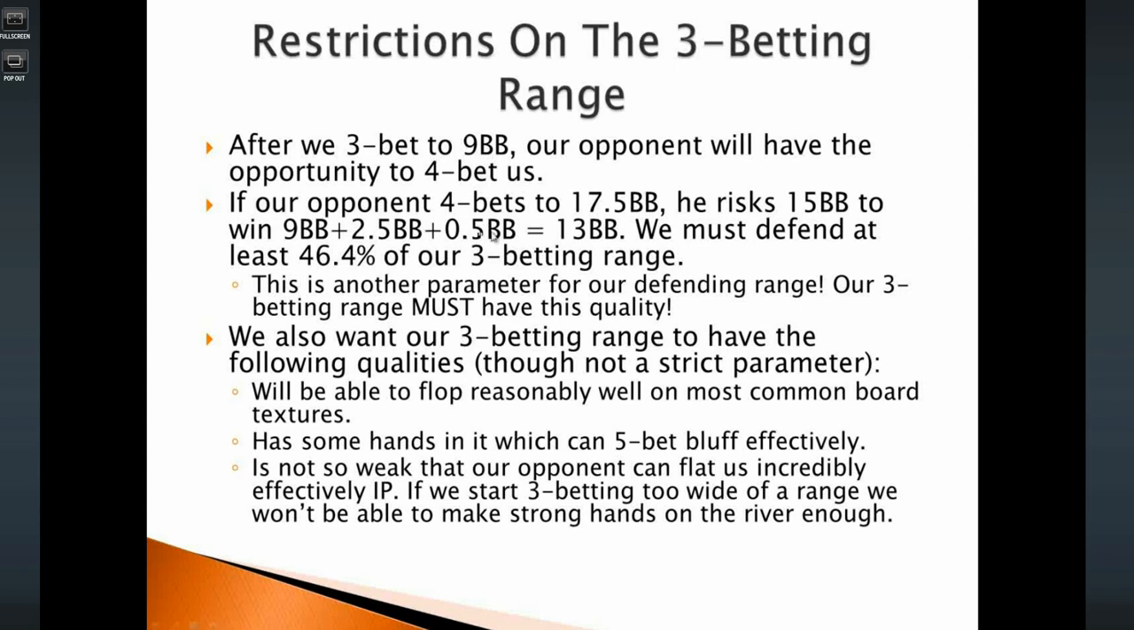It's very important to remember the difference between a parameter that we can't ever really get around if we're talking theory. We've always got to defend that 46.4% against that 17.5 big blind 4-bet. And then there are those conceptual theory qualities where we're all kind of in agreement. The parameters are usually much more strict.